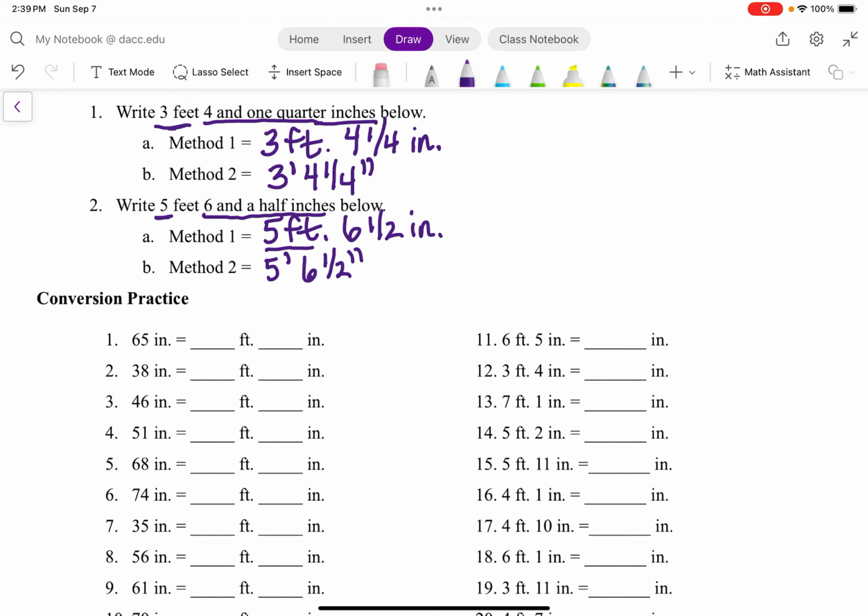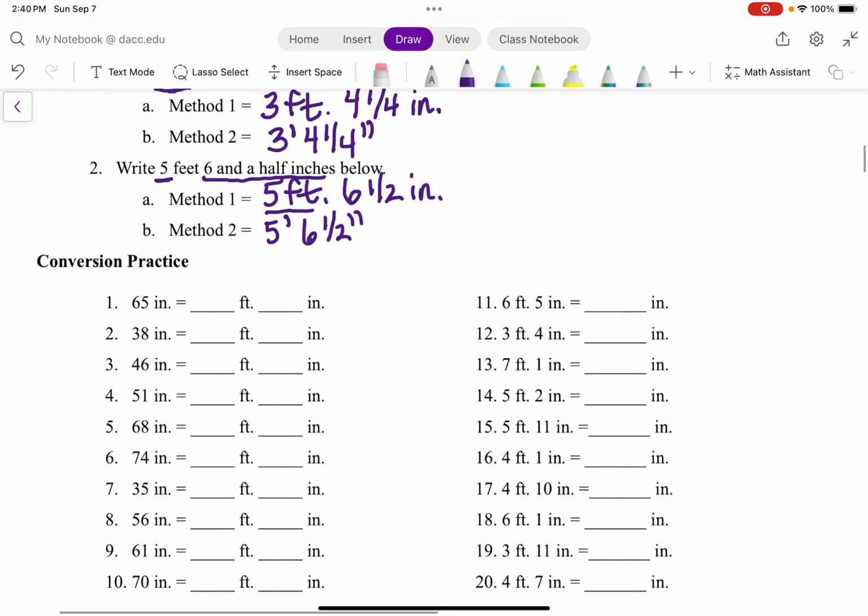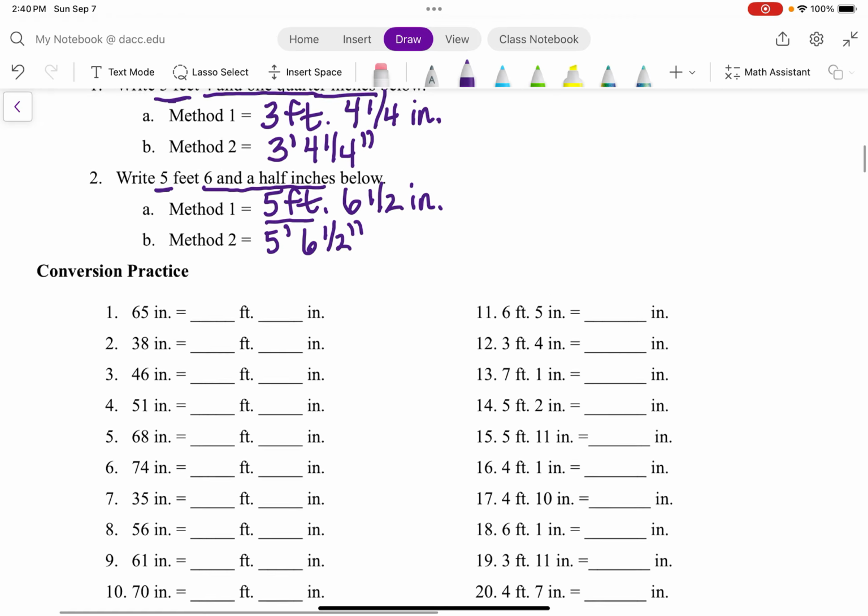So on the exam, if you're asked to write down feet and inches, which hint, hint, you probably will be, you need to pick a method. Either one will be right, whichever one makes the most sense to you.